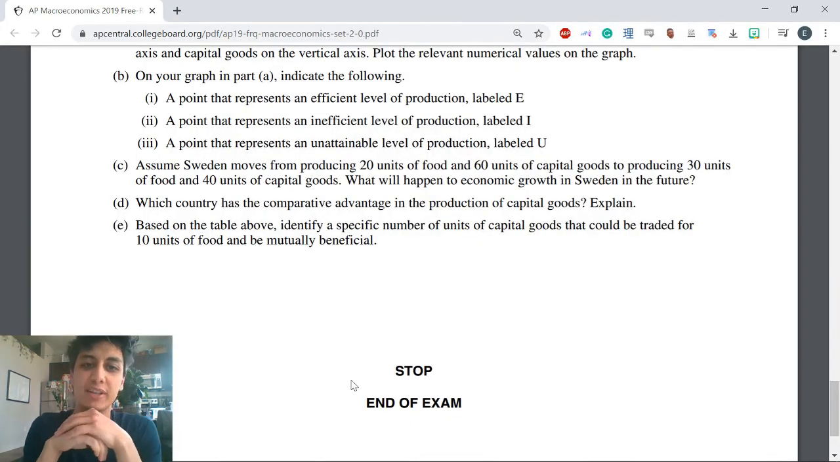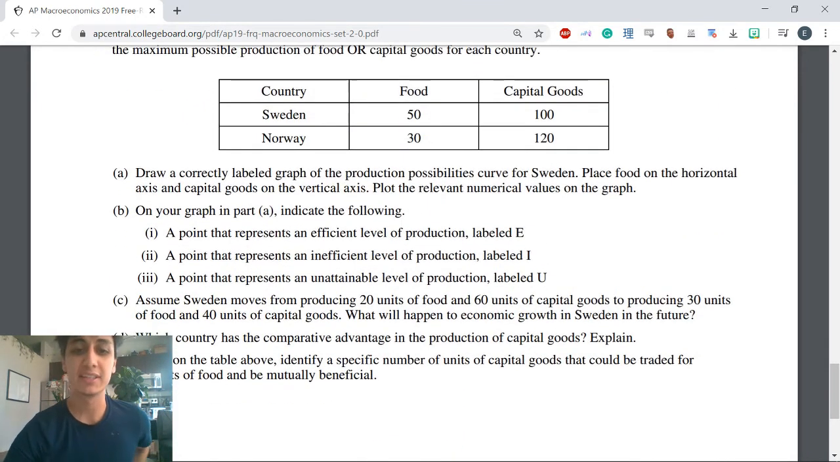Part D, which country has a comparative advantage? All right, this is the real problem. Which has the comparative advantage in production of capital goods? Explain.